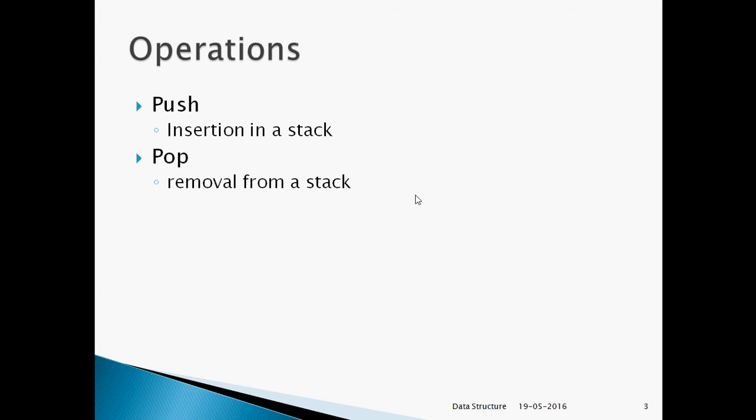There are two operations we can do with a stack, push and pop. Push is an operation which is used to insert an element into a stack. Pop is an operation which is used to remove an element from a stack. Both insertion and deletion can be performed at one end of the stack. That end is called top.